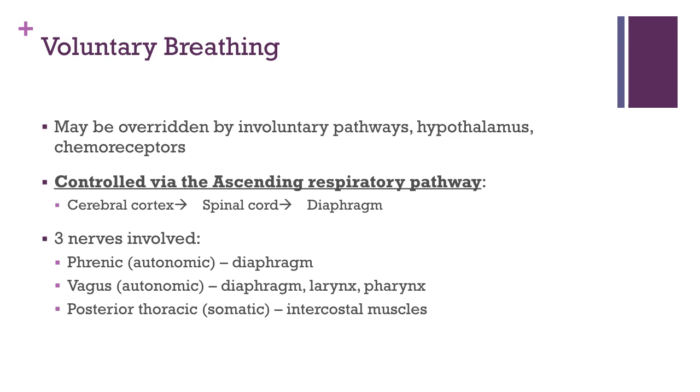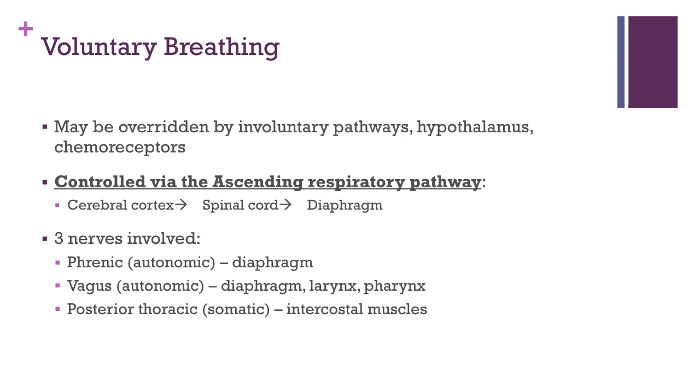Voluntary breathing itself is controlled via the ascending pathway in your respiratory control center. So cerebral cortex to the spinal cord to the diaphragm. And there are three nerves that are involved with this. This is your phrenic nerve, your vagus nerve, and your posterior thoracic nerve.